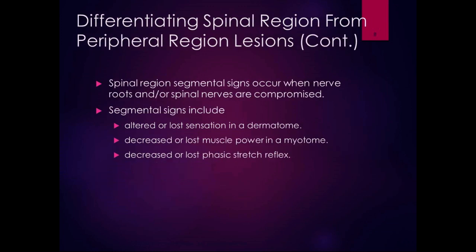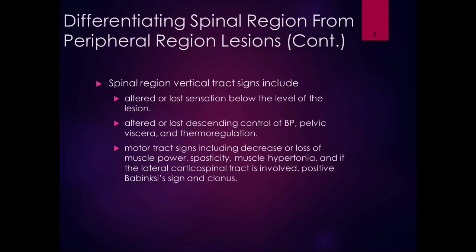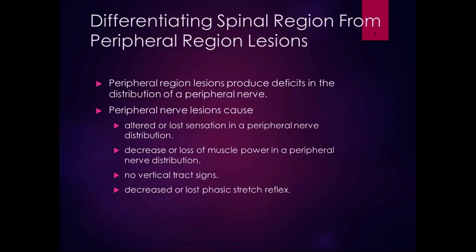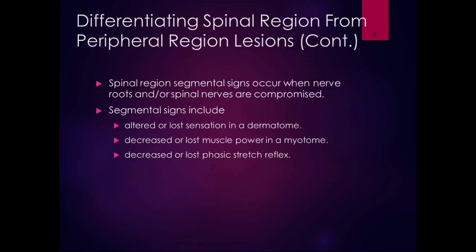Spinal region segmental signs occur when nerve roots or spinal nerves are compromised. And segmental signs include altered or lost sensations in a dermatome, decreased or lost muscle power in a myotome, and decreased or lost phasic stretch reflex. So very similar, the peripheral region lesions and the segmental spinal regions are pretty similar, right?